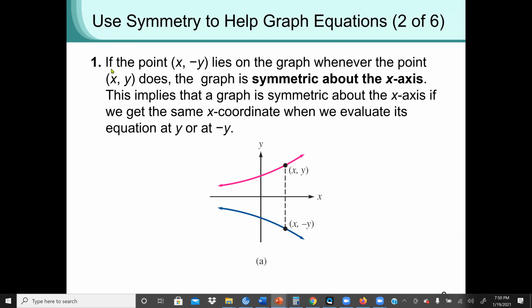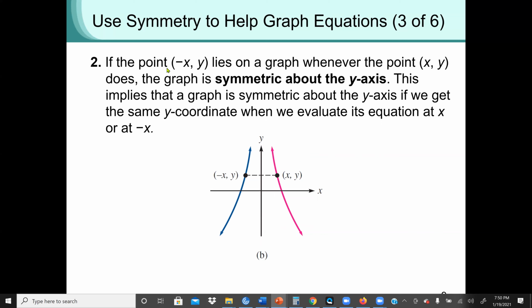So again, we said that if a point x, y, the down point with negative y, lies on the graph whenever the point x, y does, the graph is symmetric about the x-axis. This implies that a graph is symmetric about the x-axis if we get the same equation when we evaluate it at y or at negative y. And normally I will use the term mirror image for the two.